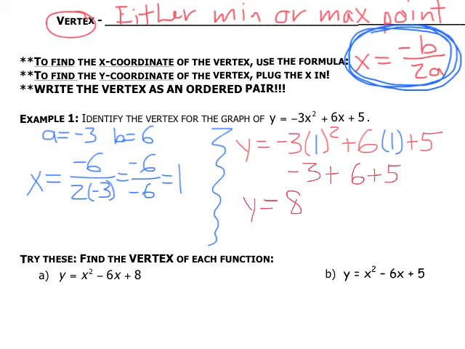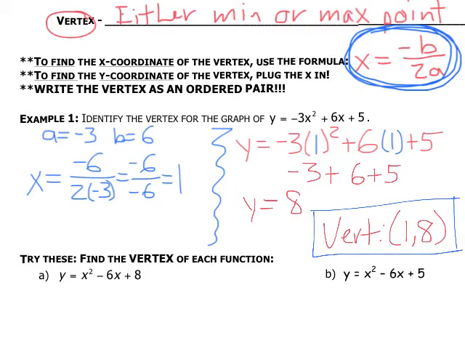So then that means my vertex is the ordered pair 1, 8. So every vertex is always an ordered pair. Okay, so that's all it is. You just use this little vertex formula to find the x value, and then once you find that x value, you plug it back into your original function and do the math, and you can find the y value, and then write it as an ordered pair.